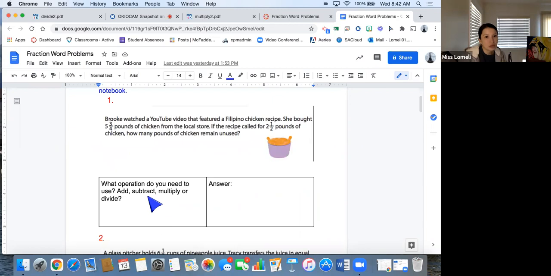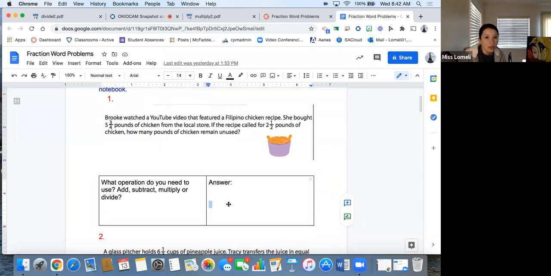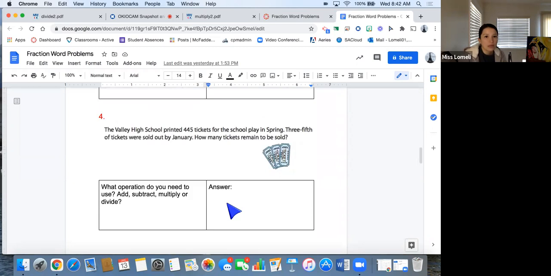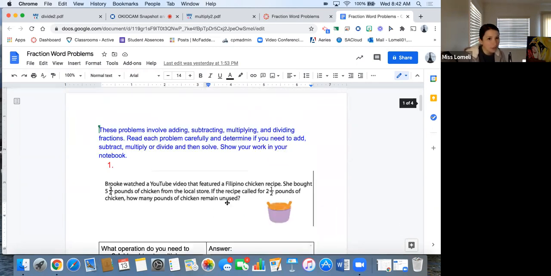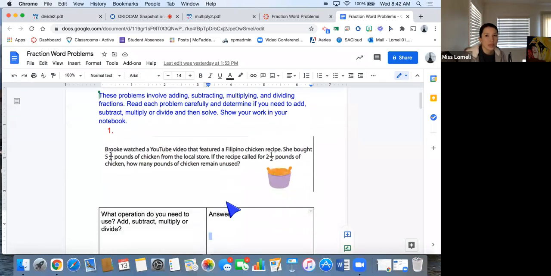So here in this first box, after you read the problem, you're going to tell me whether you are going to be adding, subtracting, multiplying, or dividing. That's your first answer. And then the second box is literally your answer of the problem. Make sure you show your work in your notebook. There's a couple problems here, about 7. I don't think we're going to have enough time to do 7. I want you to work together on one and then move on to the second one and the third one, so on and so forth. You're going to have 10 minutes.